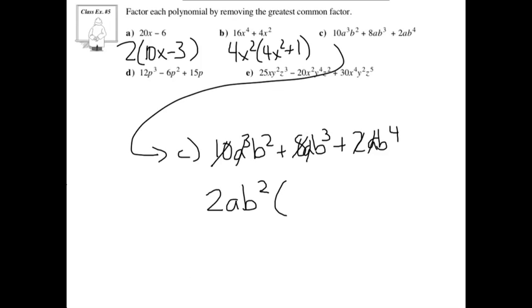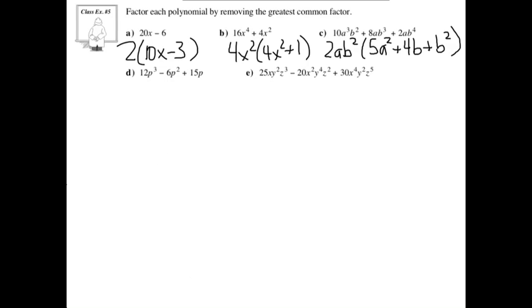So 10a to the power of 3 b to the power of 2 divided by 2ab squared is going to be 5a squared. Next up, we've got 8ab to the power of 3 divided by 2ab squared. That's just going to give you 4b. And last we have 2ab to the power of 4 divided by 2ab squared. You're going to be left with b squared.